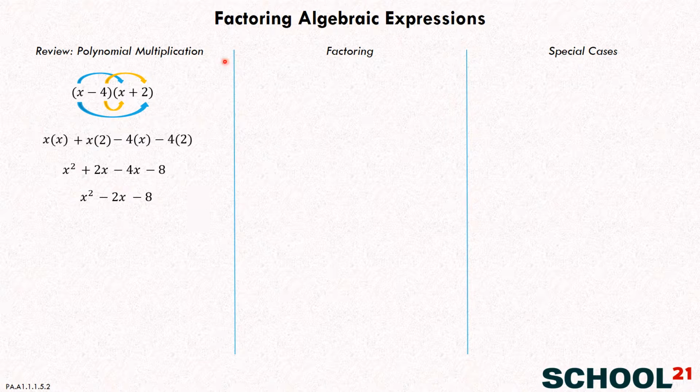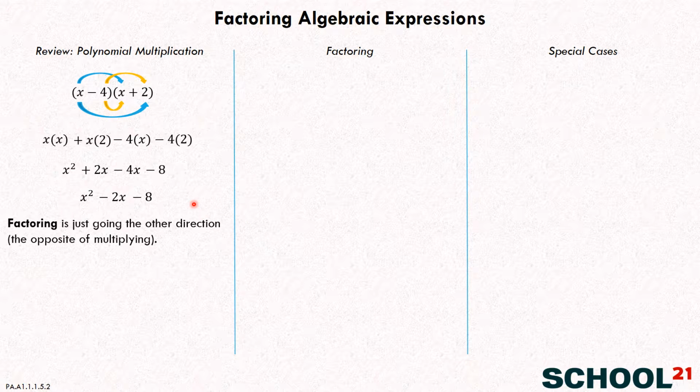Now, here we're talking about factoring, and factoring is really just the opposite of multiplication. So it's going the other direction. So what we're going to do is we're going to take something like this, and we're going to try to move the other direction to end up with something like this. Does that make sense? Yeah.